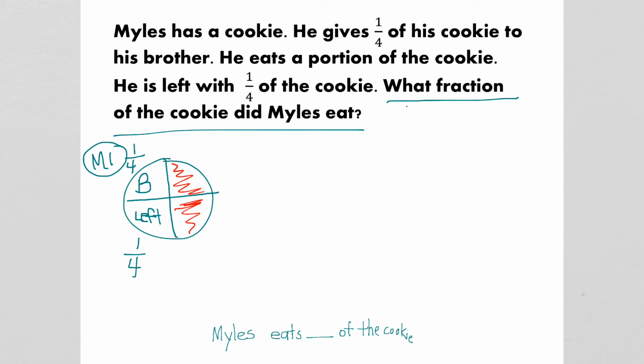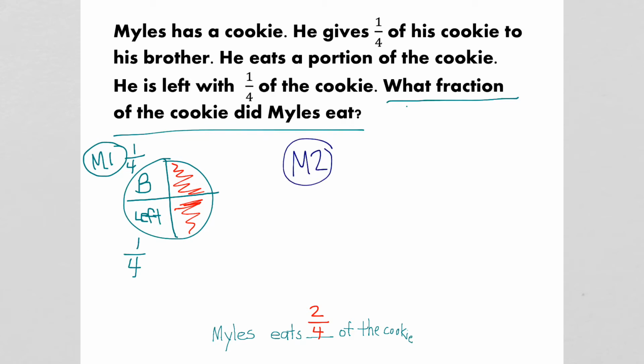So what fraction of the cookie did Miles eat? You're right. He ate 2/4 of the cookie. Wonderful job. So let's go to method 2. I'm going to put an M for method and a 2 for method 2.